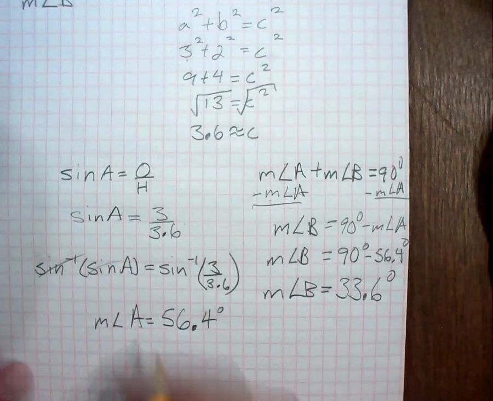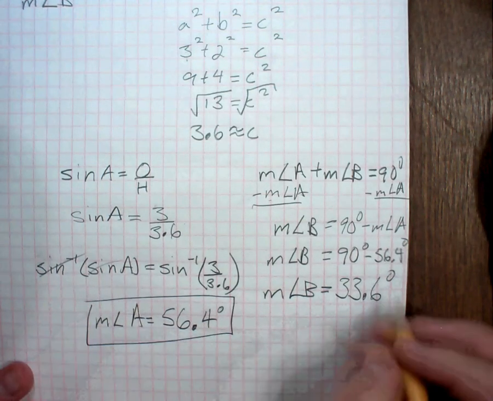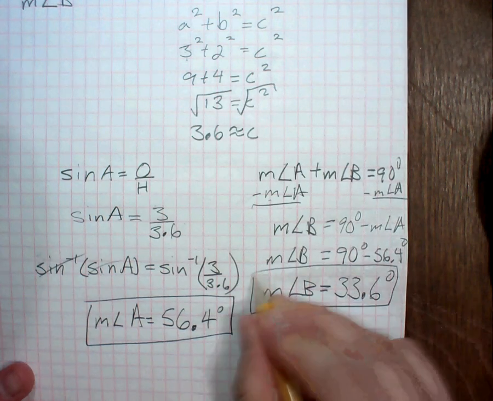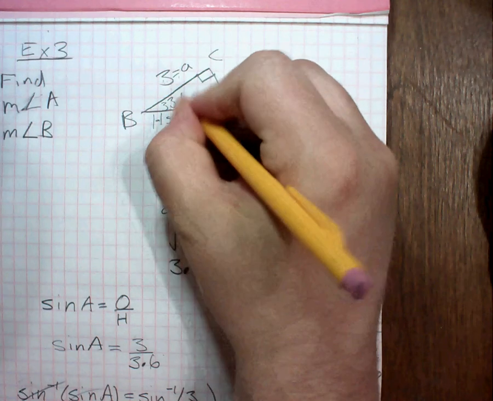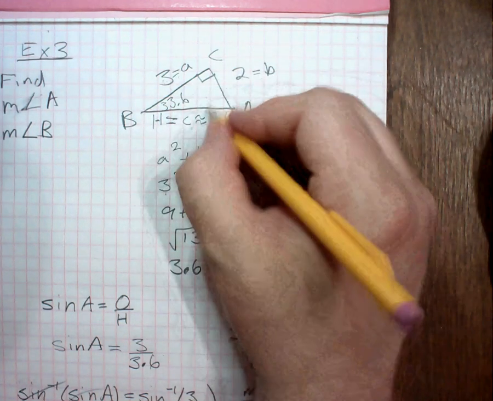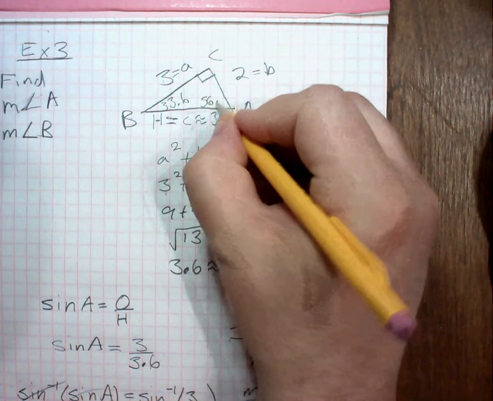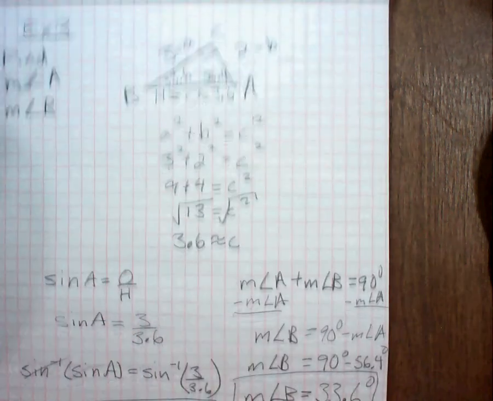Remember that the answer, the measure of angle A was 56.4, the measure of angle B was 33.6. In other words, this is 33.6, and this is 56.4. Okay?